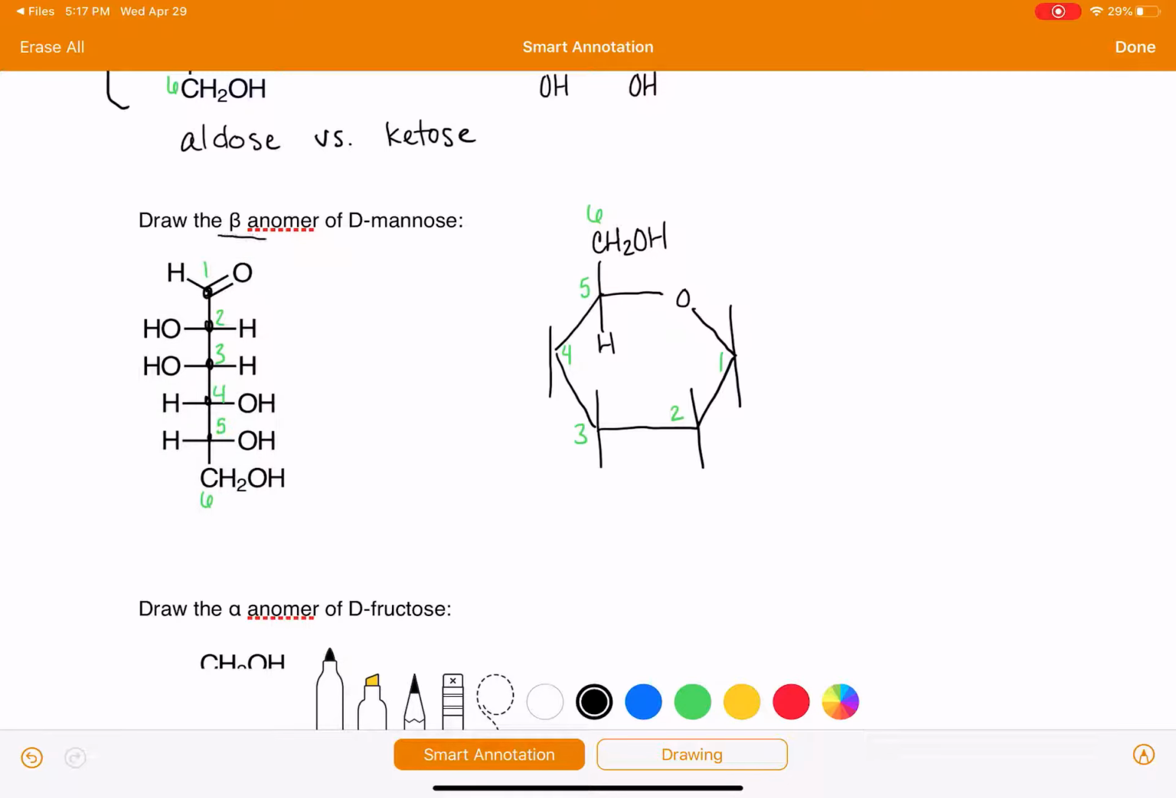This one is asking us to draw the beta anomer, which means on carbon number 1, our OH group is up with the birds. And to come up with the position for carbon 2, 3, and 4, we have to look at the straight chain molecule. When we rotate this thing on its side to the right, the OH on carbons 2 and 3 will be up, and on carbon 4 it will be down. And there's our structure.